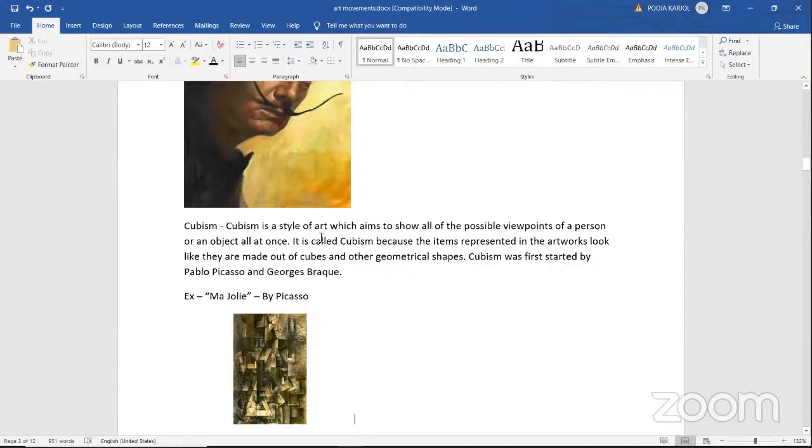Okay, cubism is a style of art which aims to show all the possible viewpoints of a person or an object all at once. Are you guys understanding? It aims to show all the possible viewpoints of a person or an object all at once. Okay, it is called cubism because it looks like they're made out of cubes and other geometrical shapes. Cubism was first started by Pablo Picasso and Georges Braque.